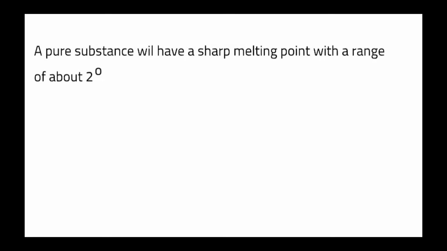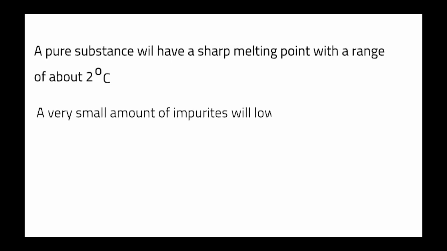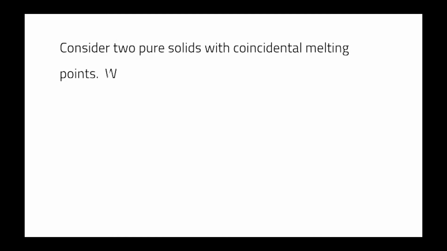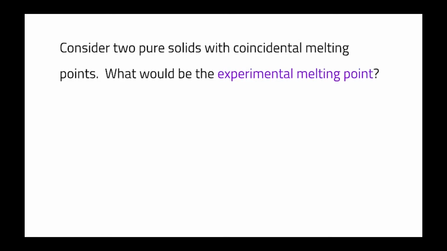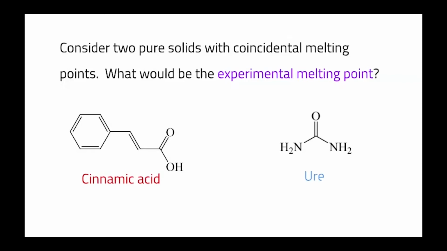A pure substance will have a sharp melting point range of about 2 degrees Celsius. Very small amounts of impurities will lower the melting point and widen the range. Consider two pure solids with coincidental melting points. What would be the experimental melting point for cinnamic acid mixed with urea, having a melting point of 132 to 133 degrees Celsius?